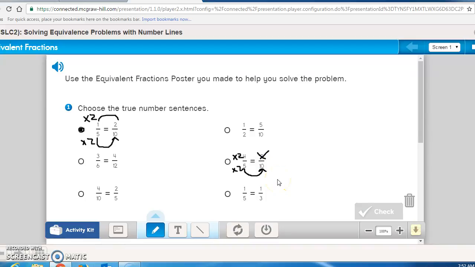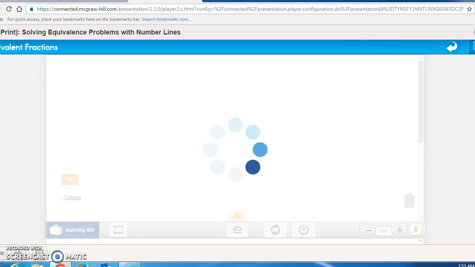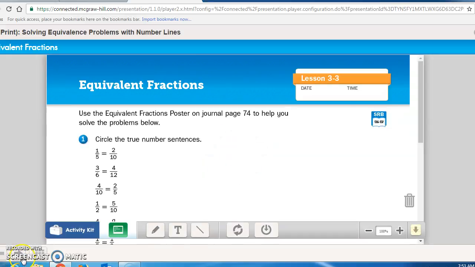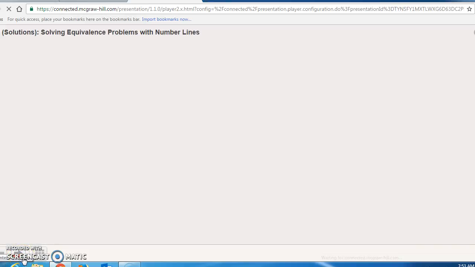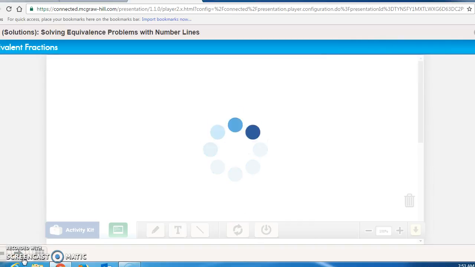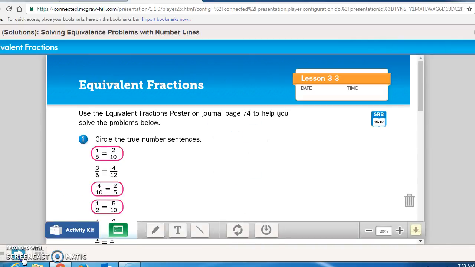Finish this page and then bring it up to me and let me look at it to see if you understand what I just did there. Pause the tape now and finish this page. Again, this is what you just completed. It's your math journal, page 75. Here are a few of the answers.